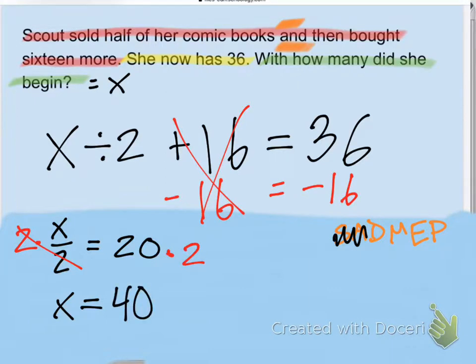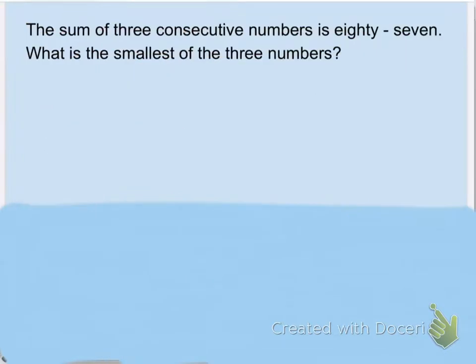You go back, you plug it in, you check. 40, I sell half. I'm left with 20. I buy 16 more, I have 36. Hey, look, that worked out.